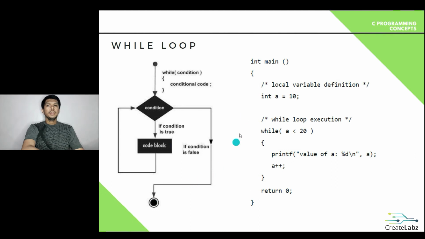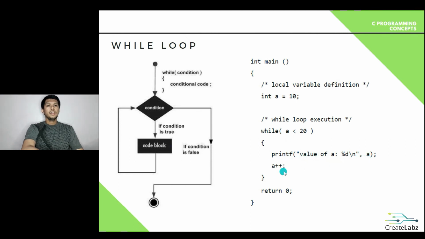Here's an example. a is an integer variable with value 10. And then we have the while statement, while a is less than 20. Meaning, as long as a is less than 20, do this. If a is not less than 20 anymore, then exit and go to return 0. Let's check. Initial value of a is 10. Is 10 less than 20? True. So it will print value of a is 10.